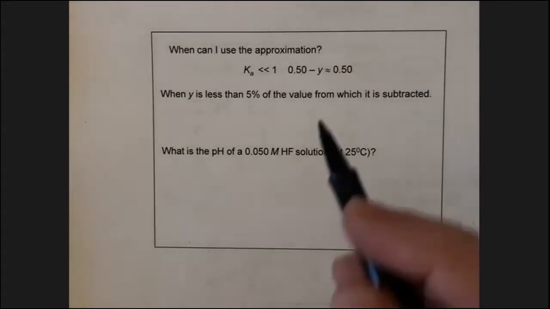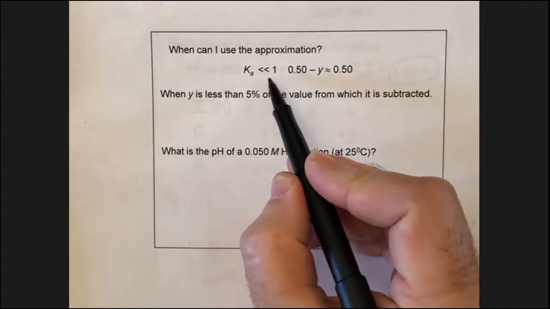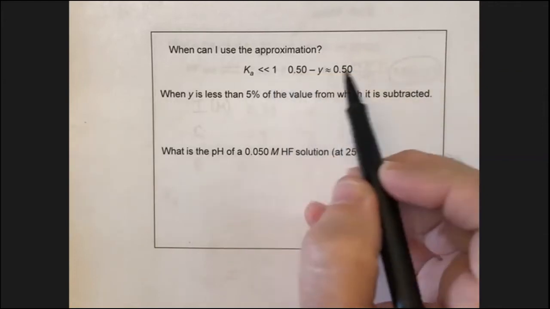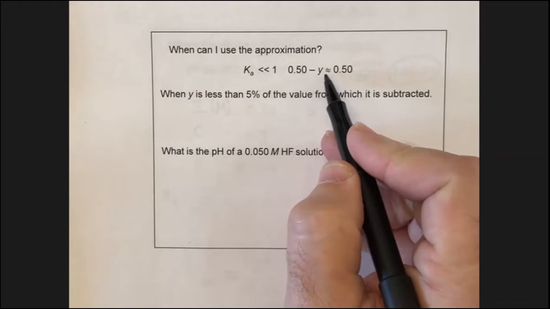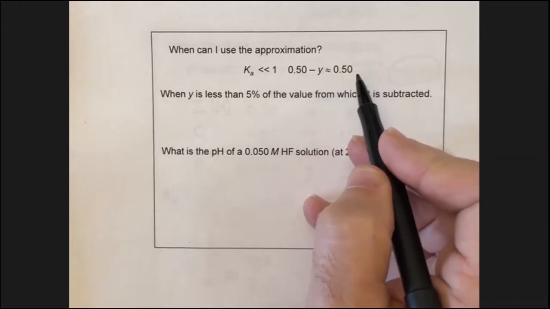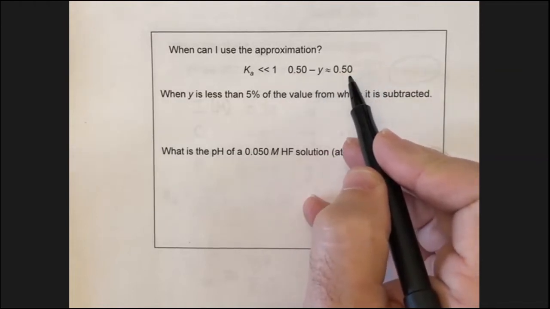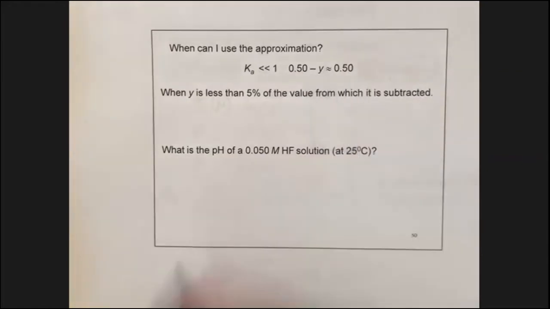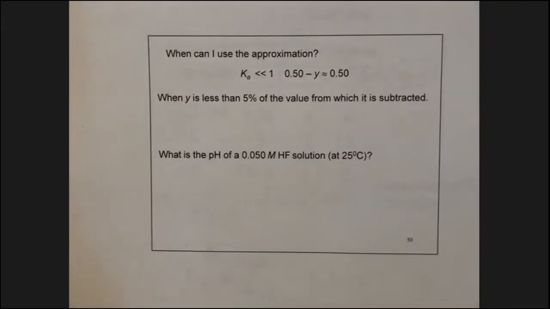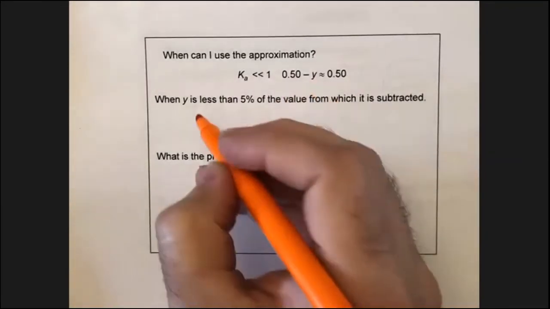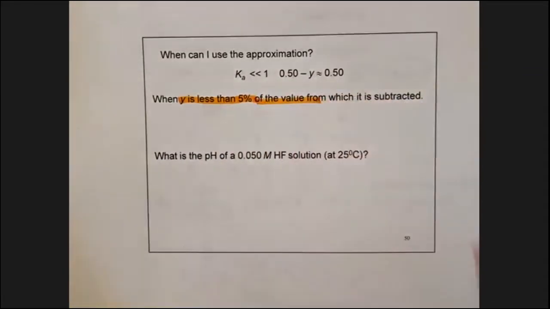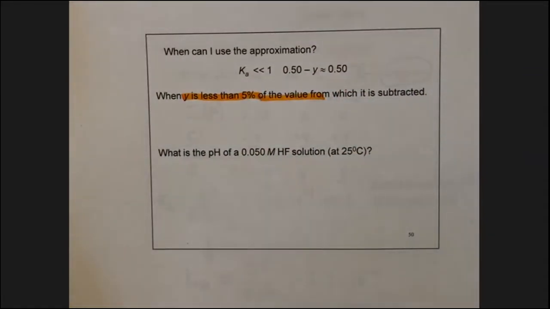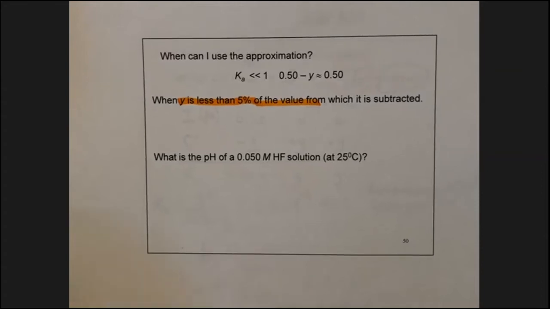This is what we said last time. We said that because the value of Ka was so small, you could assume that the change in the molarity of the acid was negligible. And so you could use the initial molarity of the acid as if it's staying that way throughout the process. So the guideline here is when this value y is less than 5% of the value from which it is subtracted, that is when you can use it.